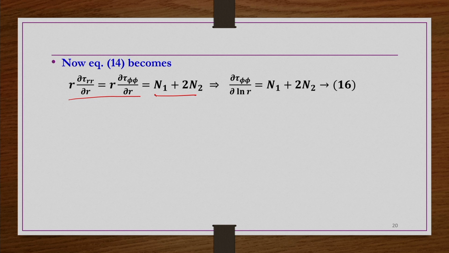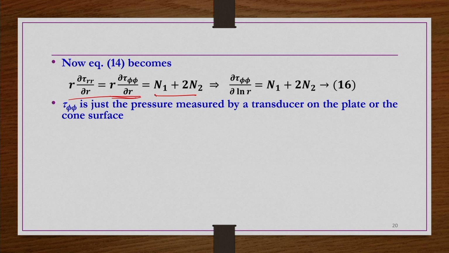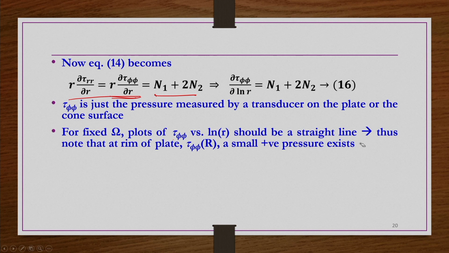Right-hand side, n1 plus 2 n2, is as it is. So here we can write ∂τ_φ/∂ln r equals n1 plus 2 n2. This is just the pressure measured by a transducer on the plate or on the cone surface. So for fixed omega, plots of τ_φ versus ln r should be a straight line.